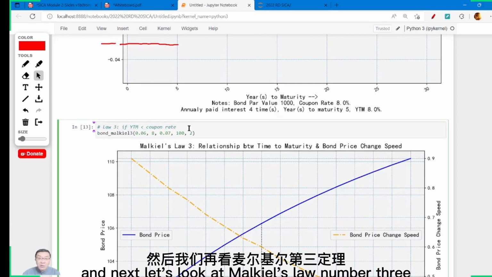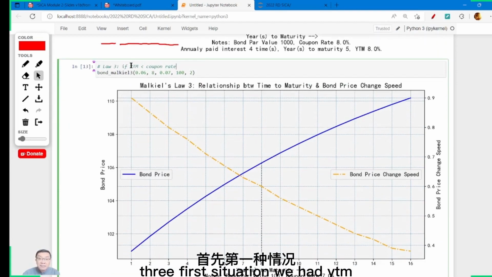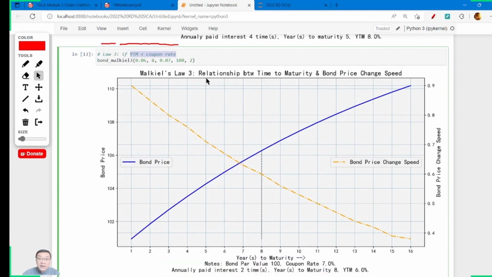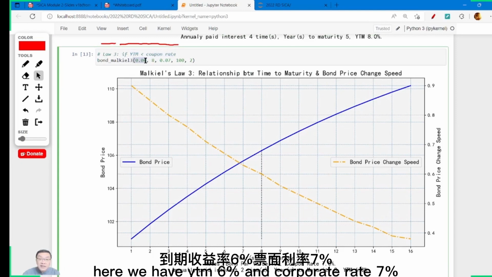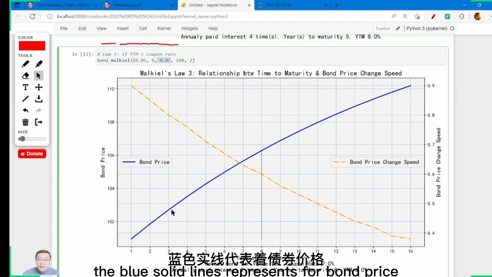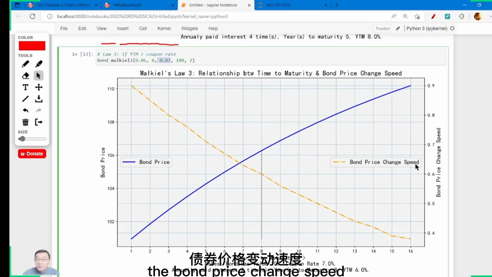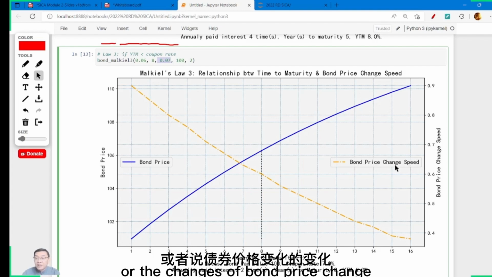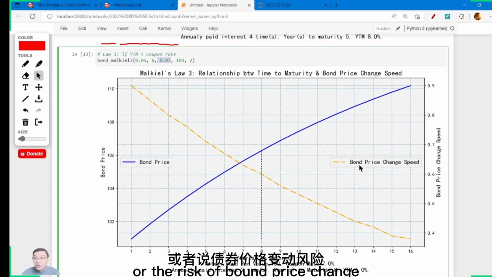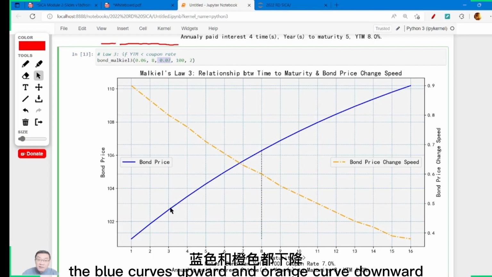Next, let's look at Malkiel's law number 3. First situation, we have YTM less than coupon rate. Here we have YTM 6% and coupon rate 7%. Its curve is like this. The blue solid line represents the bond price, while the orange dotted line represents the bond price change speed, or the changes of bond price change, or the risk of bond price change. We use different words, but their meanings are the same. In this situation, the blue curve goes upward and the orange curve downward.